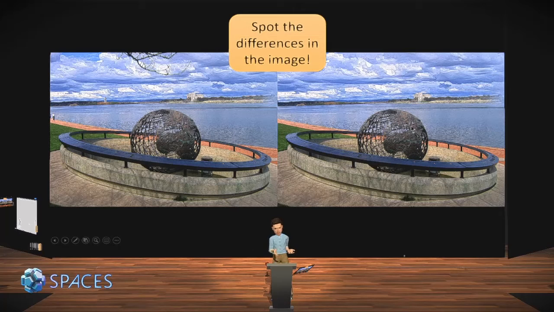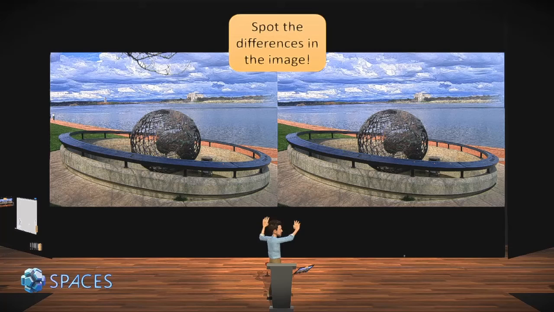Let's look at these two images side by side. If we try to spot the differences, certain things are going to pop out immediately. For instance, the branch over here is obviously missing from this image. There's a person walking on the sidewalk here that's not over here. There's a tower in this image that's not in this image. And that's where the easy ones stop.